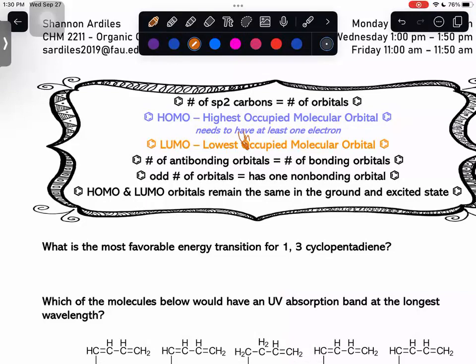Actually, I'm going to let you guys show me the energy diagrams for this molecule. The question is just asking for the most favorable energy transition for 1,3-cyclopentadiene. It's HOMO to LUMO, but I want you to give me the exact pi numbers. Is it pi 1 to pi 2? And actually, just for practice, show me the ground and excited state. Let's see what happens.